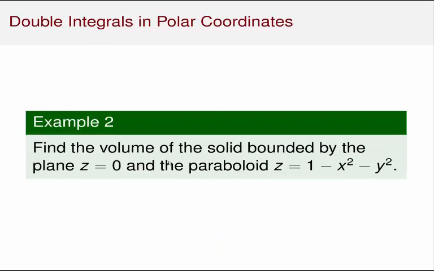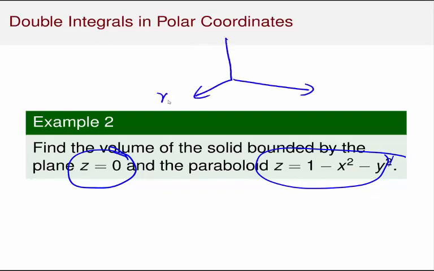Suppose we want to find the volume of the solid bounded by the following surfaces. First, we have the plane z equals 0, and second, we have the paraboloid given by the equation z equals 1 minus x squared minus y squared. Let us first visualize the surfaces bounding the solid. Clearly, z equals 0 is the xy plane.